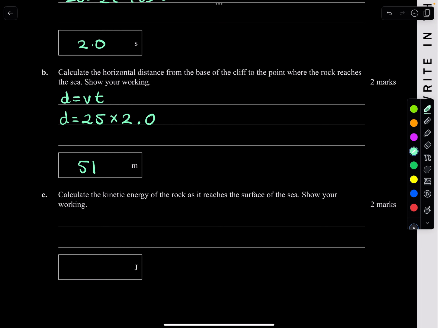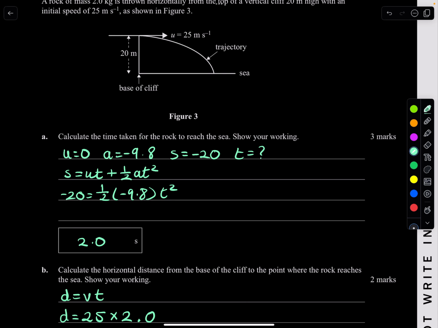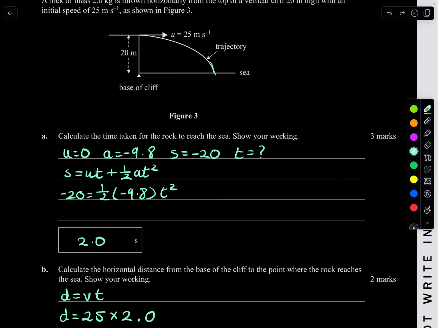Part E: calculate the kinetic energy of the rock as it reaches the surface of the sea. Show your working out. Easy. We actually need to calculate the velocity as it reaches the sea. Of course, it hits the floor here, so its velocity is going to look something like this when it hits. We want to calculate that velocity.